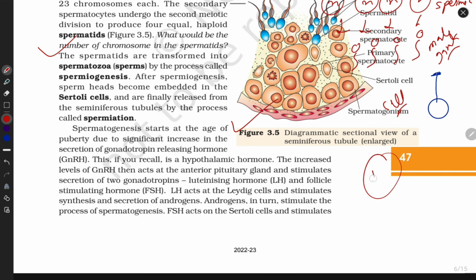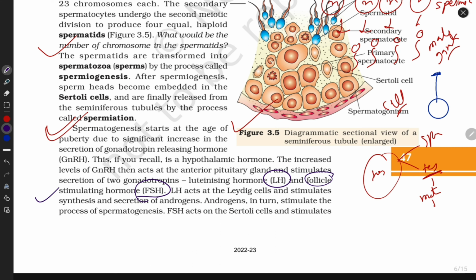We know now, guys, testes has two functions: make sperm and release testosterone. Now, testosterone is a male hormone. They are responsible for boy features, some sexual characters like beard, their voice, their hair growth. Okay. So, some hormones take part in spermatogenesis, like LH, luteinizing hormone, like FSH.